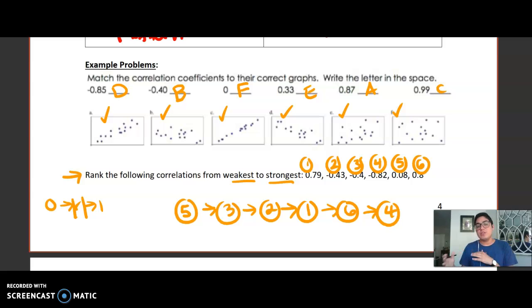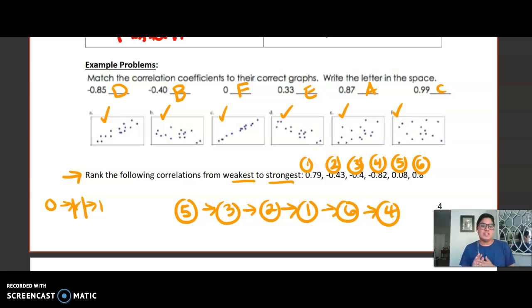Next up, we'd have 0.43, we're getting closer to 1. From there, we'd go up to 0.8. Sorry, not 0.8, 0.79, positive, then 0.8, still positive, getting closer to 1. And then the one with an absolute value closest to 1 is going to be negative 0.82, which is correlation number 4. So that's just an idea there.